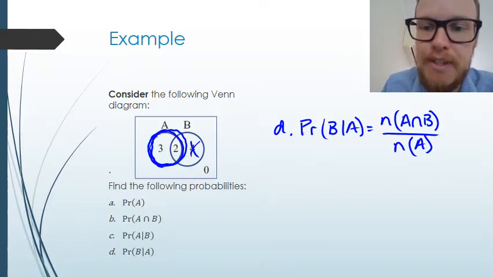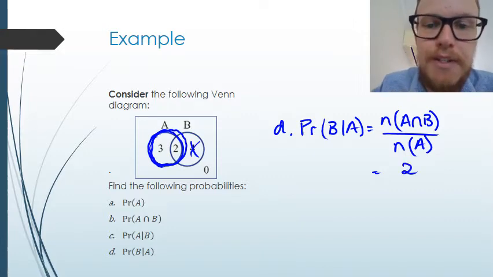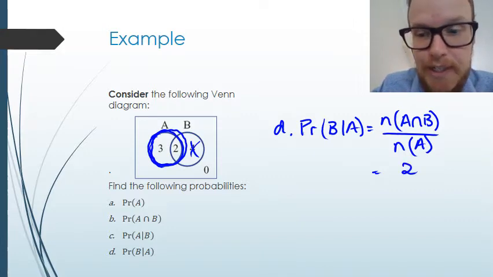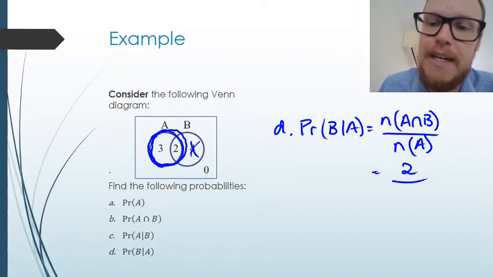So the number of elements that we have in the intersection of A and B is 2, because we're looking at the probability of B occurring now that A has definitely occurred, and we divide by the total number of elements in A, which is 5.